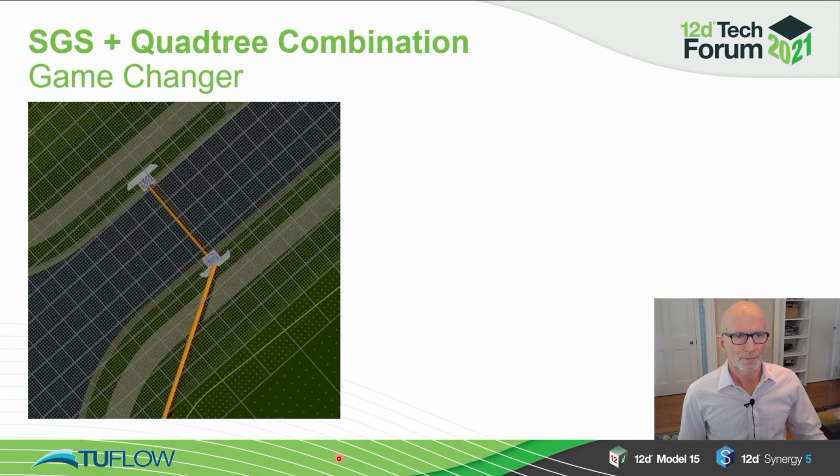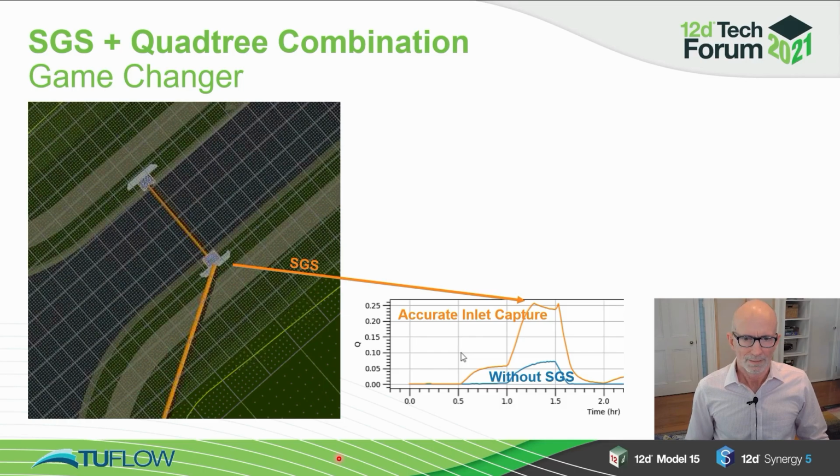So both Subgrid Sampling and Quadtree can be used in combination, and it really has become a game changer. The reasons for that in the urban world are that the capturing of inlet flows is much more accurate. So the amount of water going into this inlet is picked up much more nicely by having subgrid sampling. You can see all the little dots there on the screen. That's where the levels have been sampled to build up the topography underneath these 2D cells.